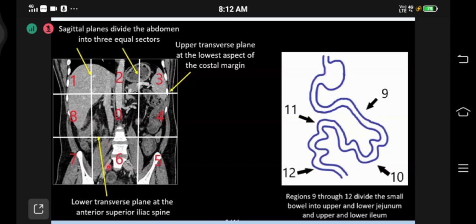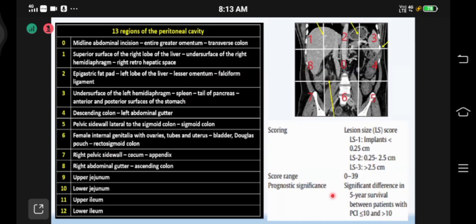Apart from this, regions 9 to 12 divide the small bowel into 4 parts. That is, the jejunal loop is divided into upper jejunum and lower jejunum, and upper ileum and lower ileum, for looking into serosal deposits. This forms sectors 9, 10, 11 and 12. So totally we have 13, not 12, because we are also including 0. I'll explain this in the next slide. So we have 13 regions of the peritoneal cavity for radiological PCI assessment.